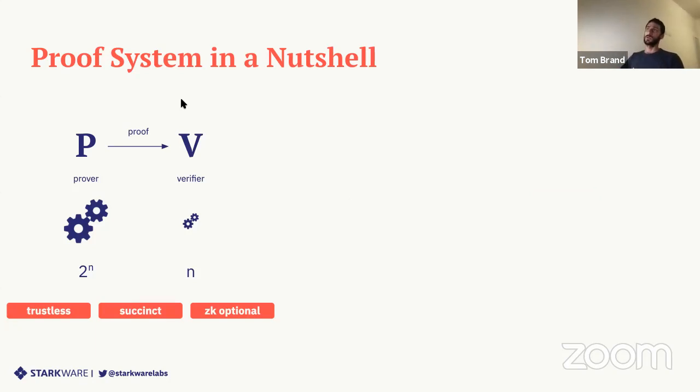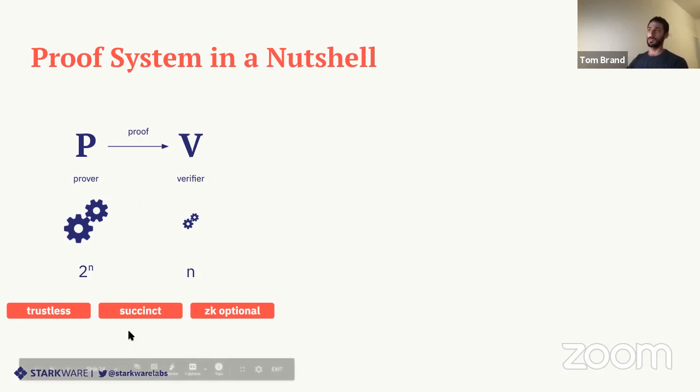A proof system in general is a protocol in which you have two players, the prover and the verifier. The prover wants to prove to the verifier that some statement is correct, and he's able to generate a proof for it. The nice properties of this proof are, first of all, that the verifier does not need to trust the prover. Simply by verifying the proof, he can know if the statement is correct or not.